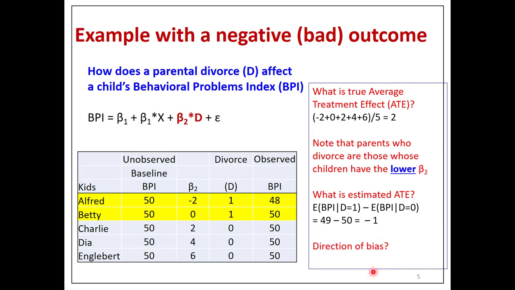Okay, what's the direction of the bias? Well, the true effect was 2. We're getting an estimated effect of -1. And so it's a negative bias on our estimated effect of the divorce.